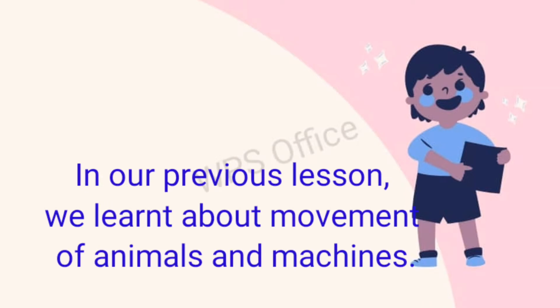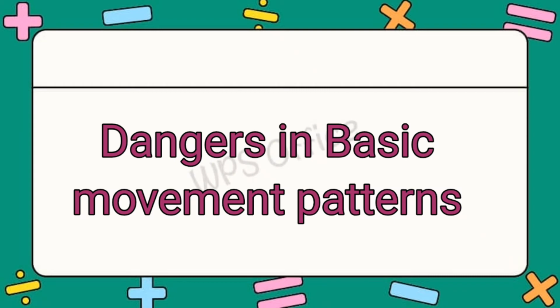Before we start, let's look at our previous lesson. We learned about movement of animals and machines. We were able to give examples of animals and machines that give sounds and create rhythm as they move. This week, we are looking at the risk involved in wrong movements.